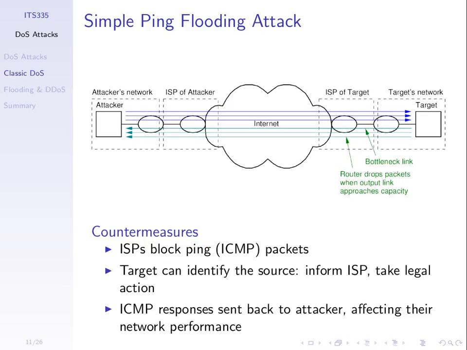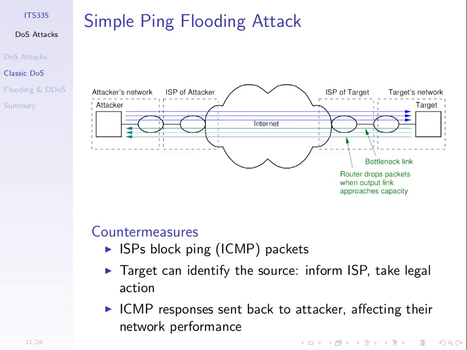How do we stop that? What countermeasures can we take to make that hard for the attacker to perform? Well, the internet service provider could block ping packets, either the ISP of the attacker or the ISP of the target. Their routers could be set to say, when an ICMP request comes in, do not send it on, drop it.